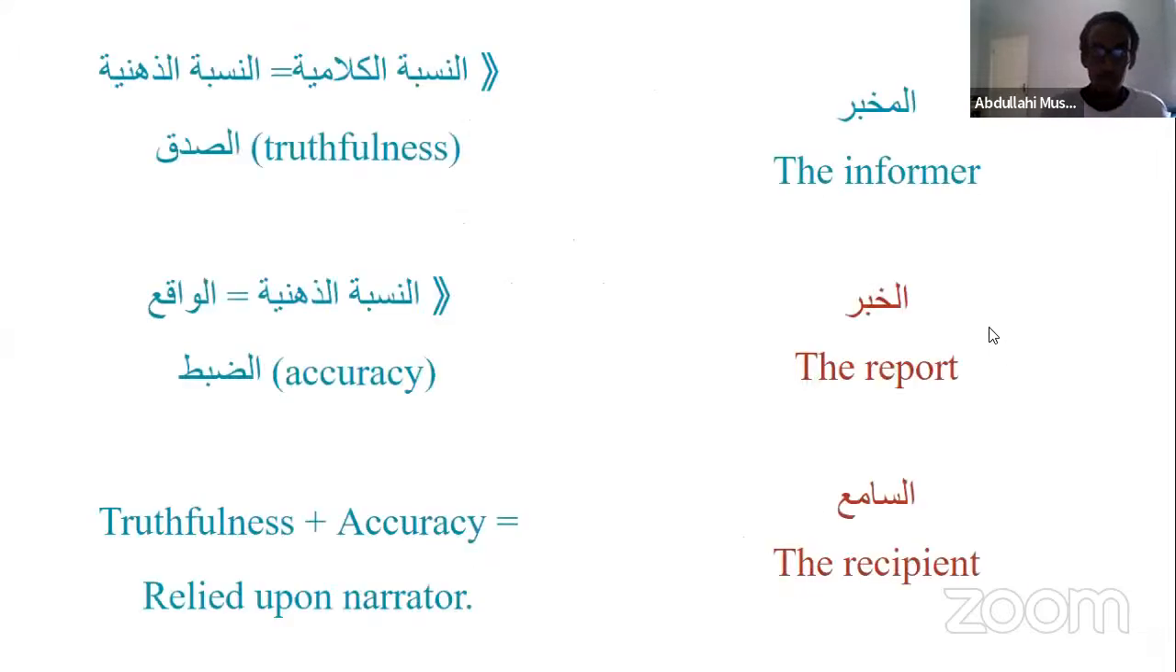Okay, that brings us to the end of this excerpt. Okay, now Sheikh Saeed Fawda takes us on a journey. The starting point of the journey is to tell us the three components of a report. There's the informer, there's the report, and there's the recipient of the report.